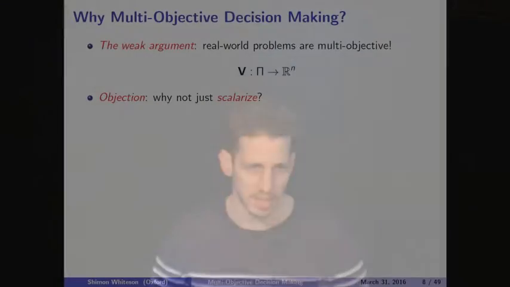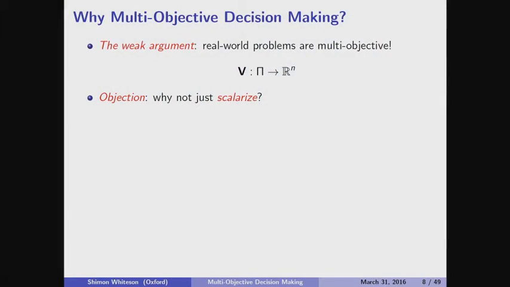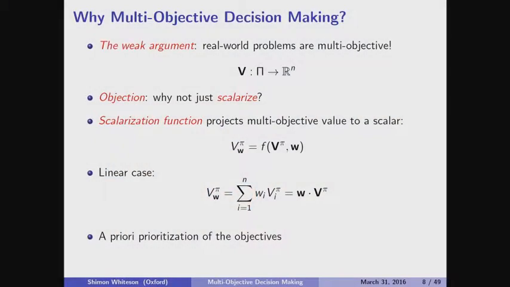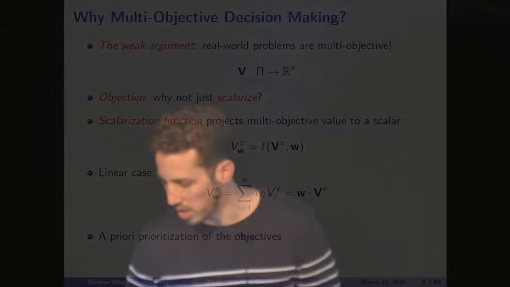The reason this is called the weak argument is because the devil's advocate could come along and say, hey, why don't we just scalarize this multi-objective problem? And what do we mean by scalarize? We use a scalarization function that projects the multi-objective value onto a scalar. So on the left-hand side, this V is not bold, so we have again a scalar value. This scalar value is determined according to some weights, the weights of the scalarization function that converts the multi-objective value back to a scalar one. So f is our scalarization function. It's a function of the multi-objective value and some weights that parameterize the function.